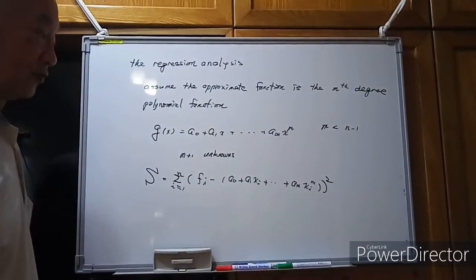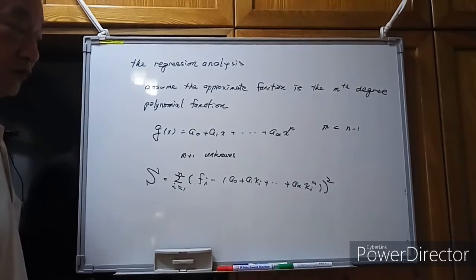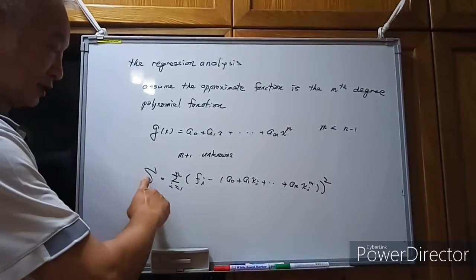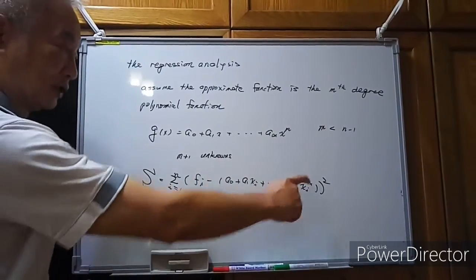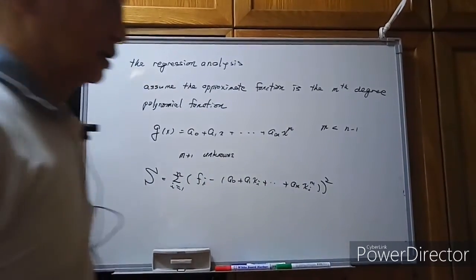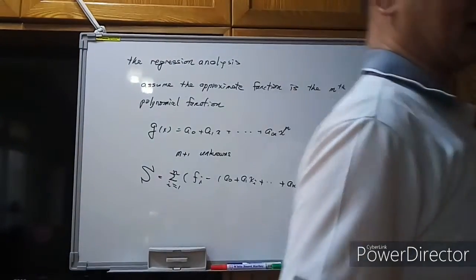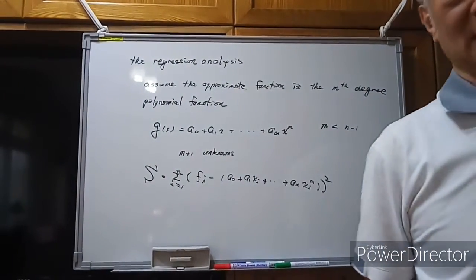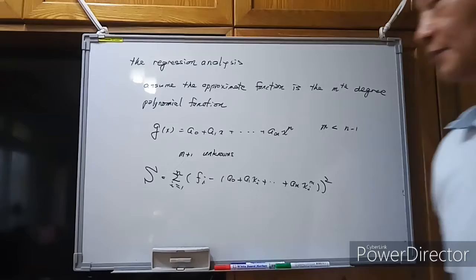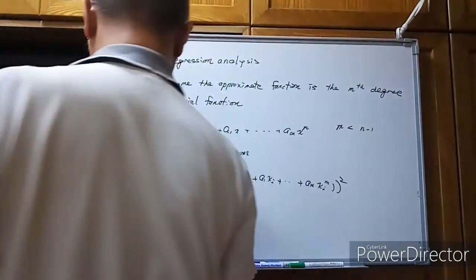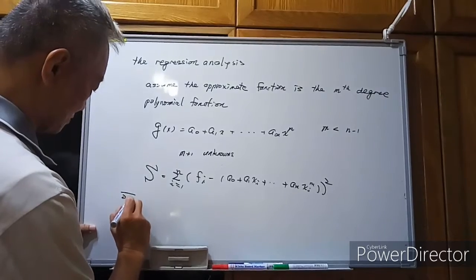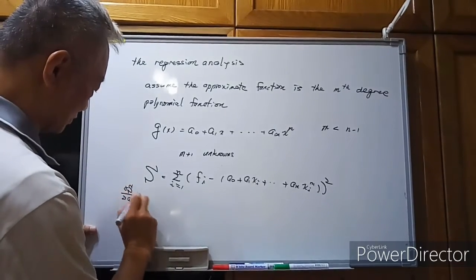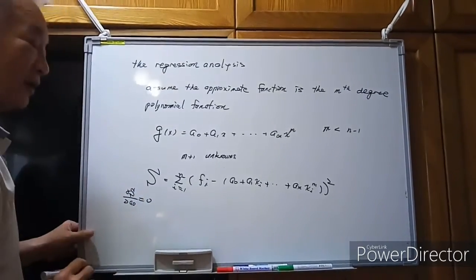how can we solve the g of x? We have defined the capital S, and in total we have n plus 1 unknowns. They are A0, A1 until An. And we would like to control all these unknowns to make the capital S a minimum value.